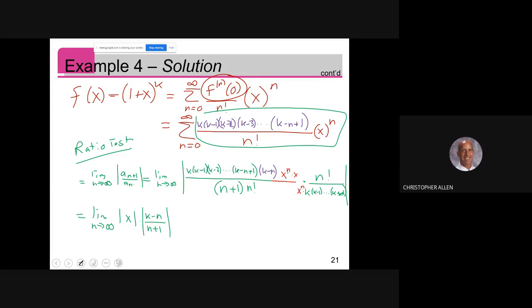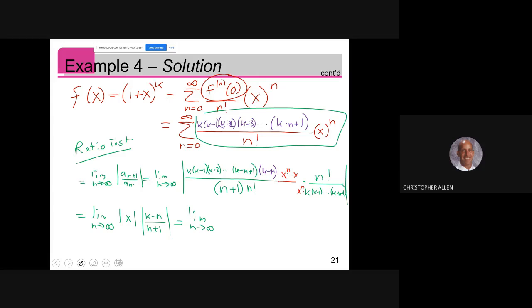Now, how are we going to deal with that k minus n over n plus 1? What's the trick? How do we find that limit? If you plug in infinity directly, it doesn't really help you. What's the trick? You guys remember this? Divide by n. Correct. You're going to divide by n. So this is going to be the limit as n goes to infinity.